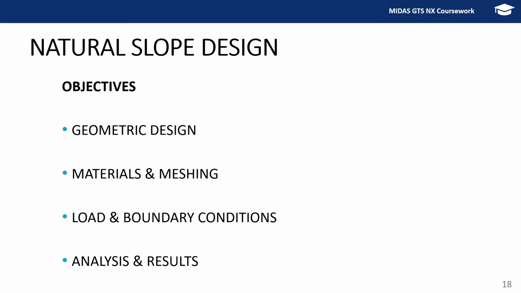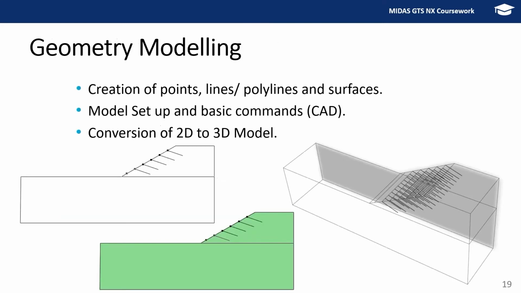We will start with the natural slope design. Our objectives will be to check the geometric design, the materials and meshing, the load and boundary conditions, and the analysis and results.